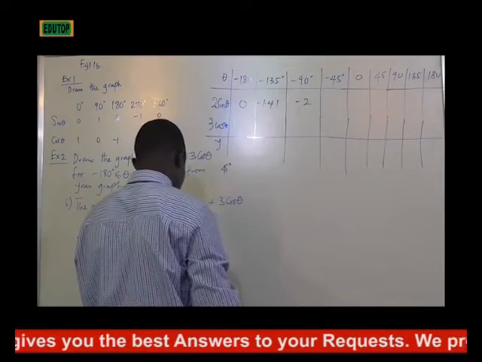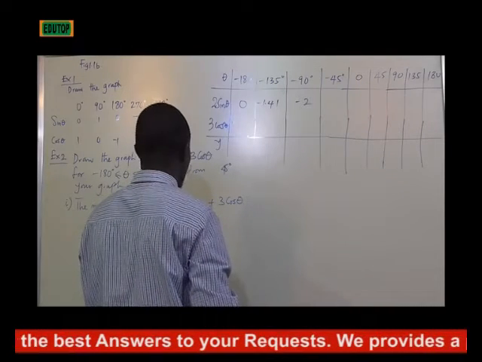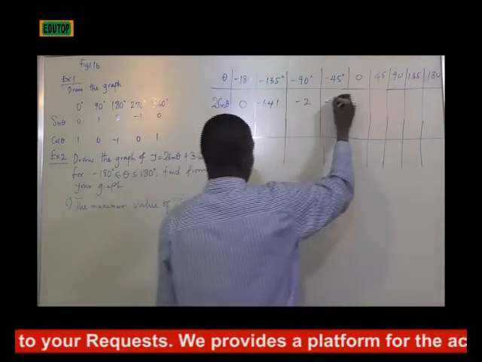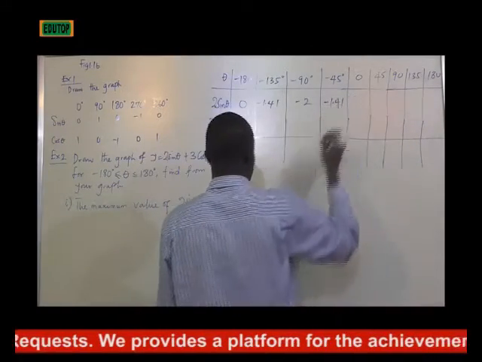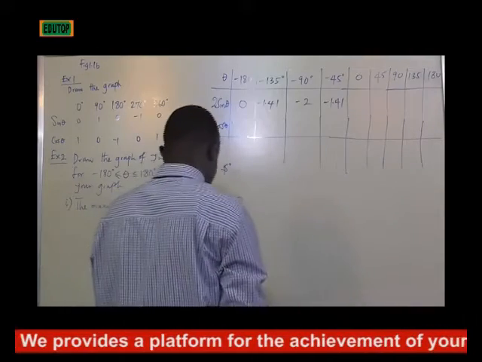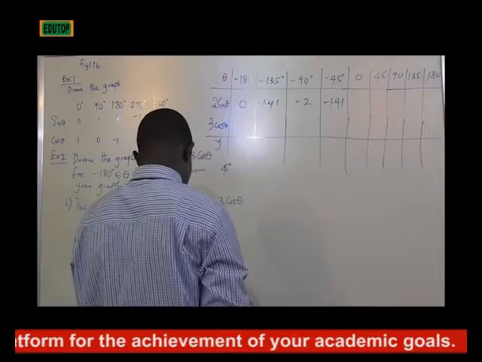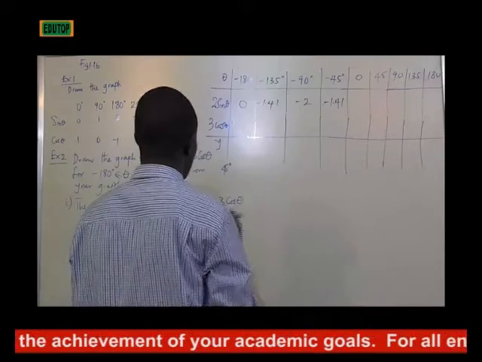Sine minus 45 times 2. That gives us minus 1.41. Then the next one is sine 0. Sine 0 is 0 times 2, 0.